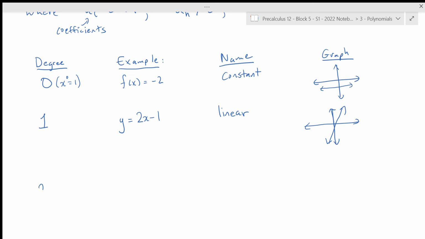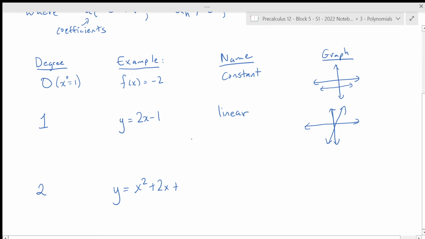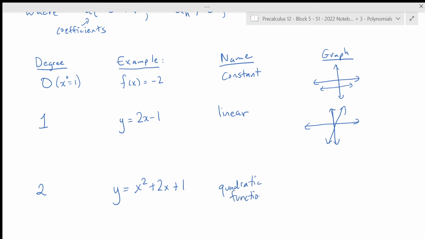A degree 2 polynomial. Let's see if we know anything about that. That might be like y equals x squared plus 2x plus 1 or something like that. That is, you guessed it, a quadratic function. We call it a quadratic function. So a quadratic function is a degree 2 polynomial.